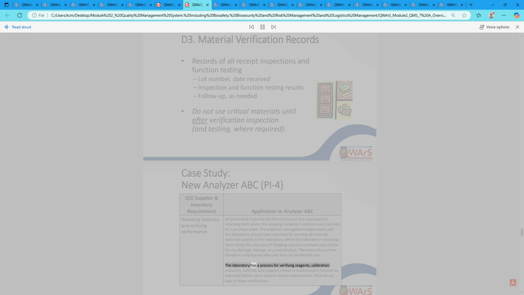The laboratory has a process for verifying reagents, calibration materials, controls, and supplies critical to examinations function as expected before use in patient sample examinations. Records are kept of these verifications.